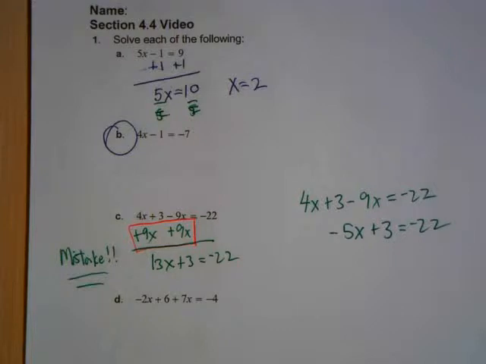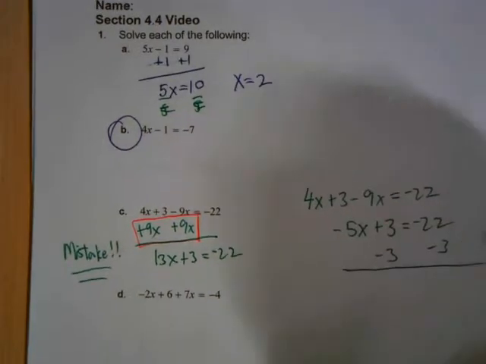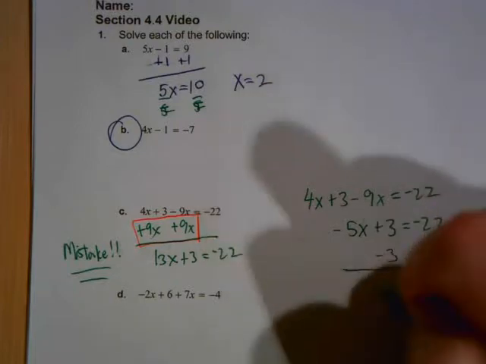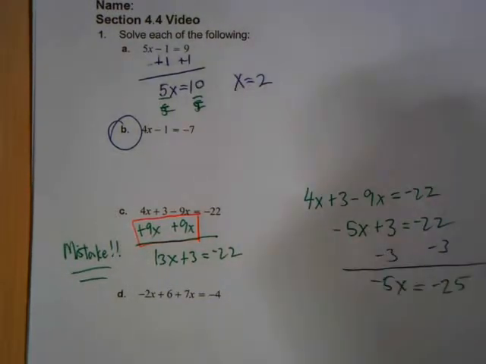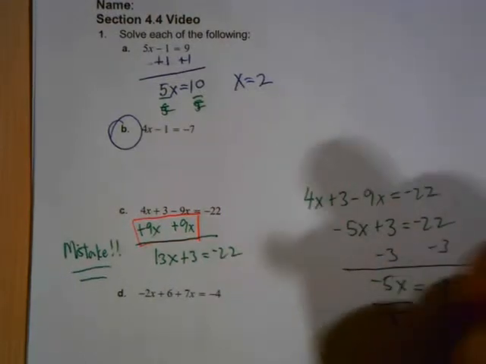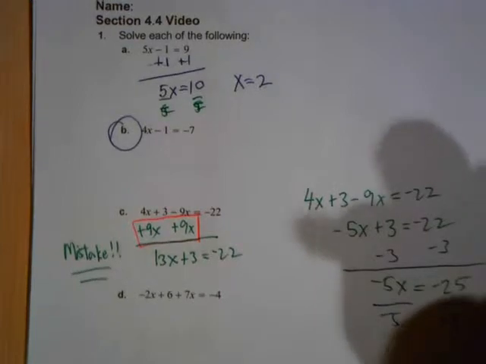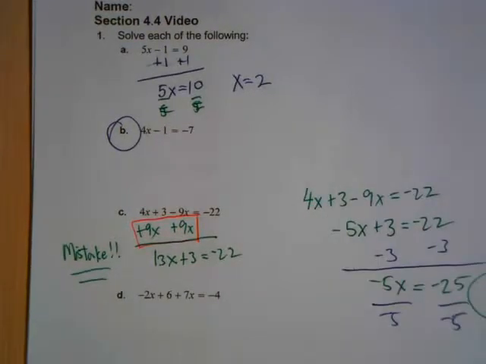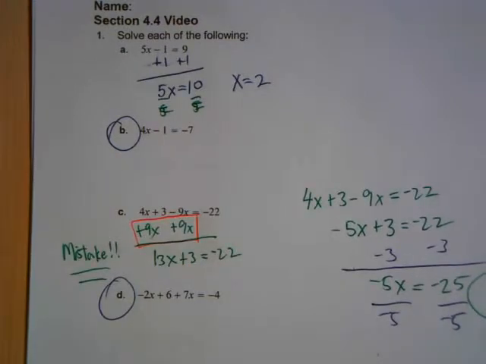We subtract the 3 on both sides. That gives us minus 5x equals minus 25. We divide both sides by minus 5. And we have x is 5. All right. Homework. Oops, slide that over so you can see my final answer. X is 5. Okay, E.